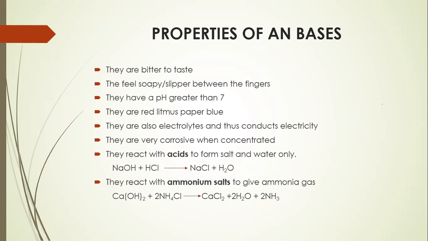So look at the equation there. You have Ca(OH)2, that is calcium hydroxide, reacting with ammonium chloride, that is an ammonium salt. Now this gives you calcium chloride, that is CaCl2, a salt, plus water, then plus ammonia. So that is ammonia gas that you are seeing at the far end. So all bases reacting with an ammonium salt give out ammonia gas. So always remember this reaction. When a base reacts with an ammonium salt, it yields ammonia gas.